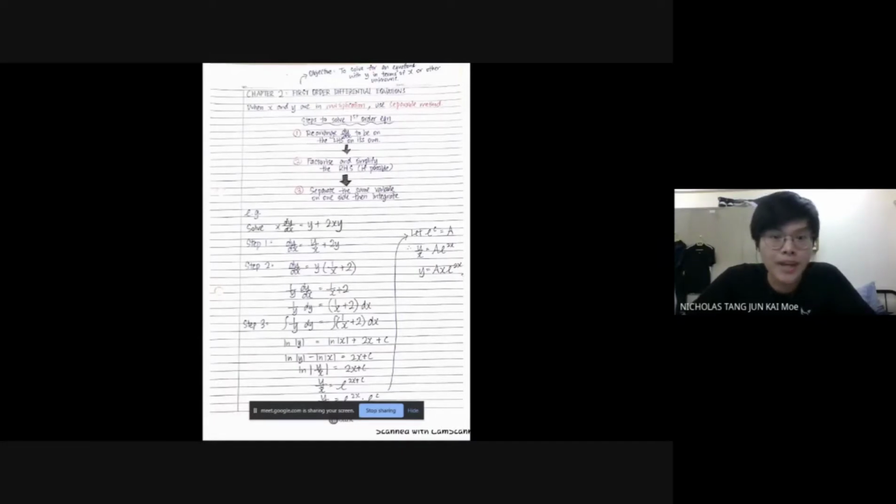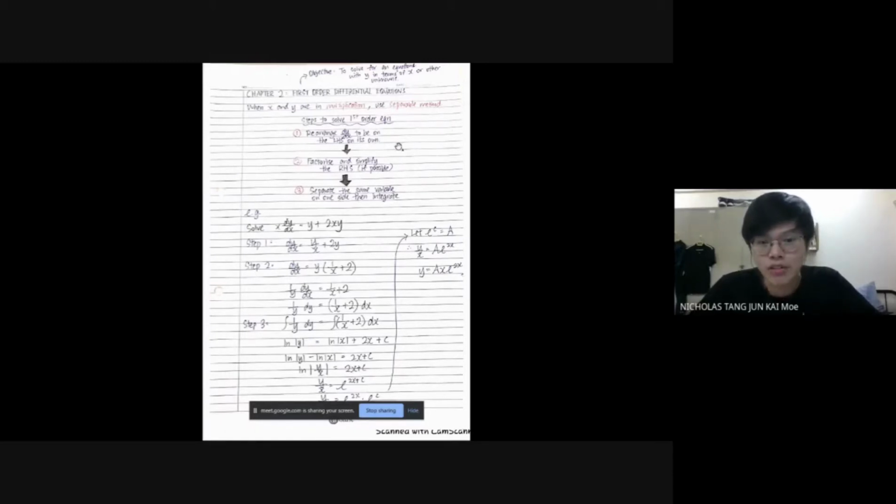So in this chapter, our main objective is to solve for an equation with y in terms of x or any other unknowns. The first case of questions that we usually see is when x and y are in multiplication, we can use the separable method to solve.